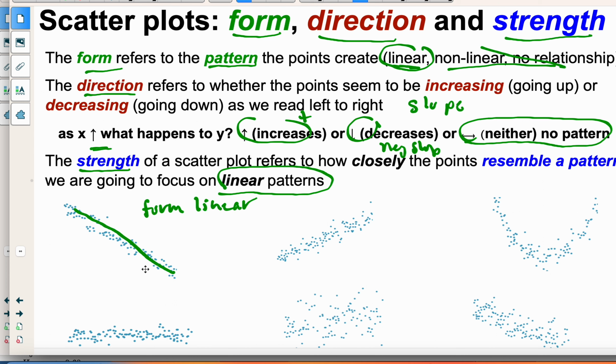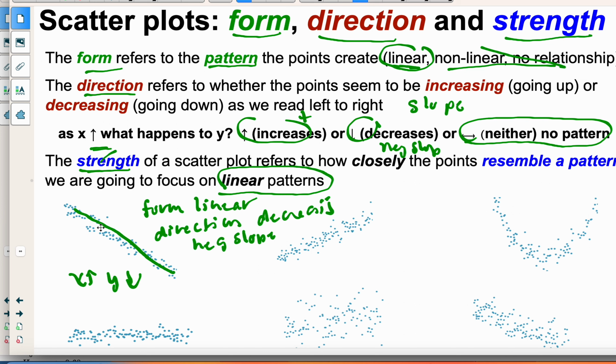What is the direction? Well, as x increases, y is decreasing. So the direction is decreasing. And when it's decreasing, it means that I have a negative slope. And the last thing is, how strong does it look like a line? We're going to use regression analysis in the applet later, but this looks pretty strong.